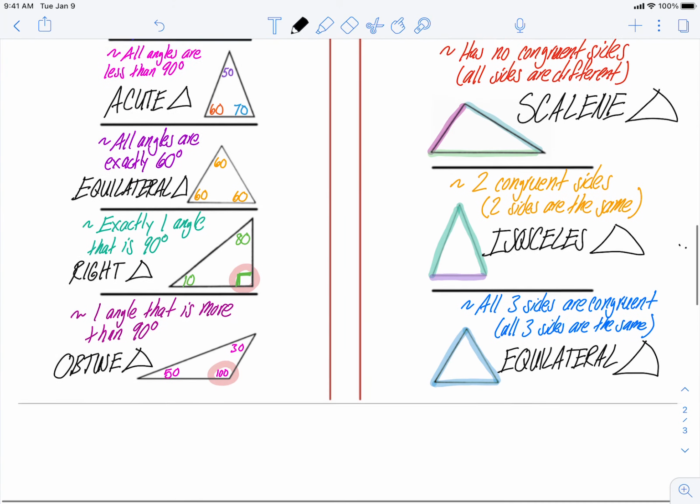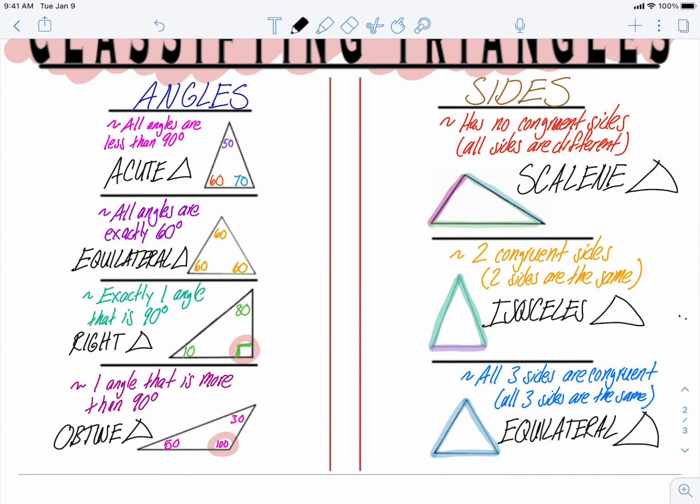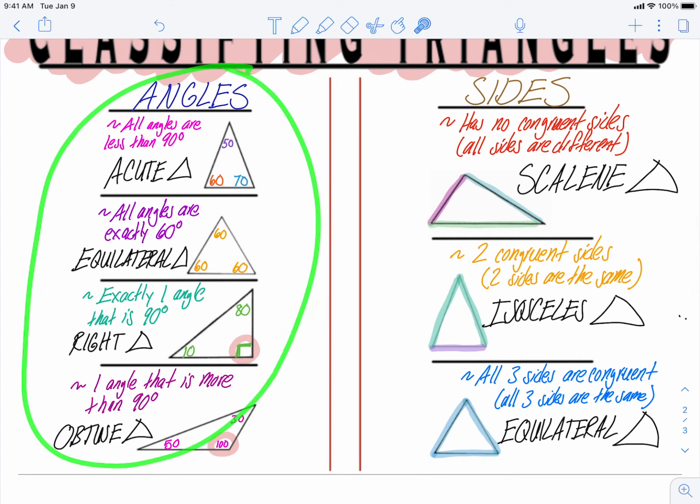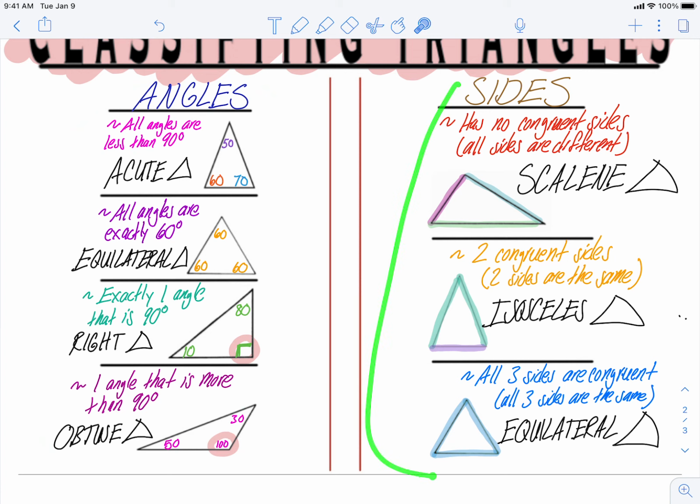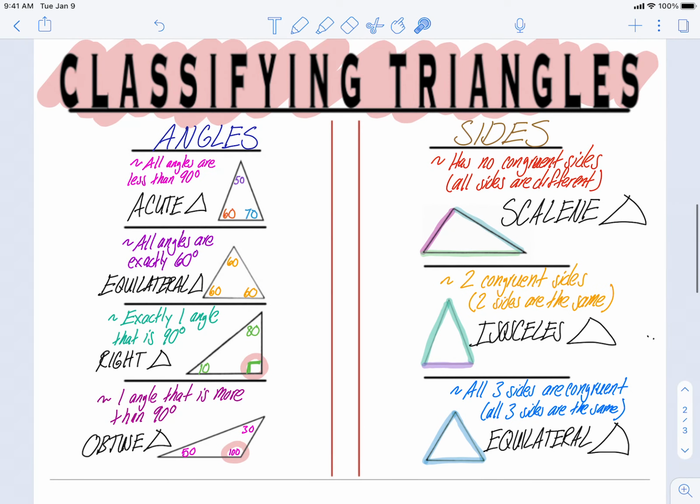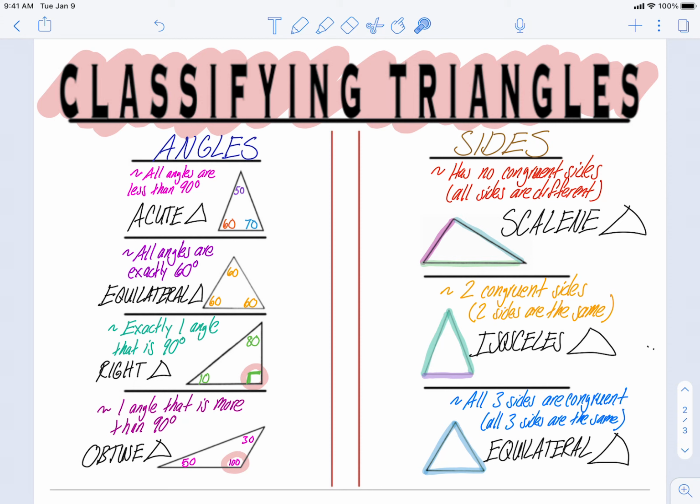So there's a way to identify triangles by their angles, which are these four, and there's a way to identify triangles by their sides, which are these three. So in your assignment, you're going to be asked to identify triangles with both. What kind of triangle is it depending on their angles, and what kind of triangle is it based on their sides? You're going to use this chart, these notes, this key to help you identify both.